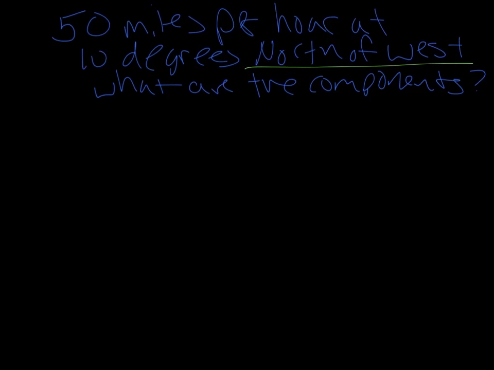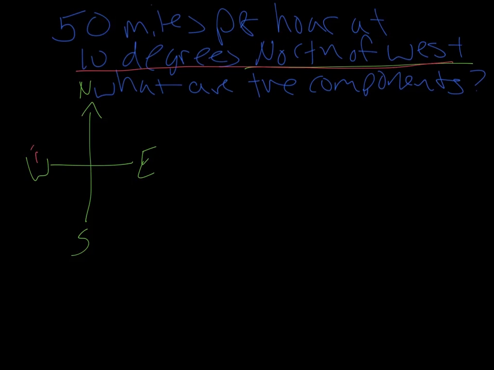So, first off, let's go ahead and draw our little compass here. Let's say that's north, east, south, west. Looks something like that. What this is saying, if I go 10 degrees north of west, meaning that if I start at west, I go up towards the north 10 degrees. So I know I have a vector that looks something like this. And I know this size is 50 on the hypotenuse, and I know this angle is 10.